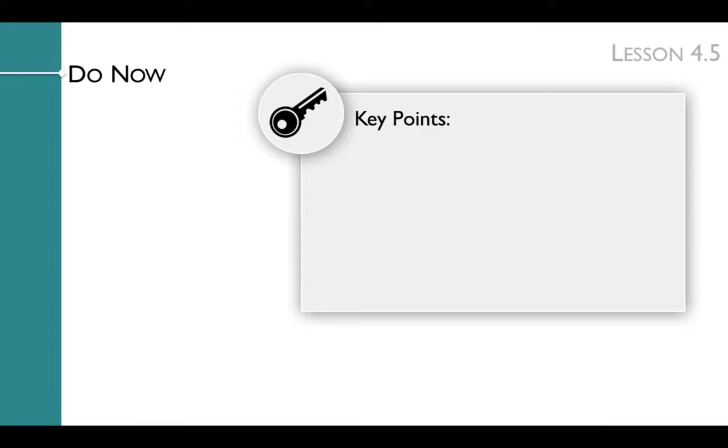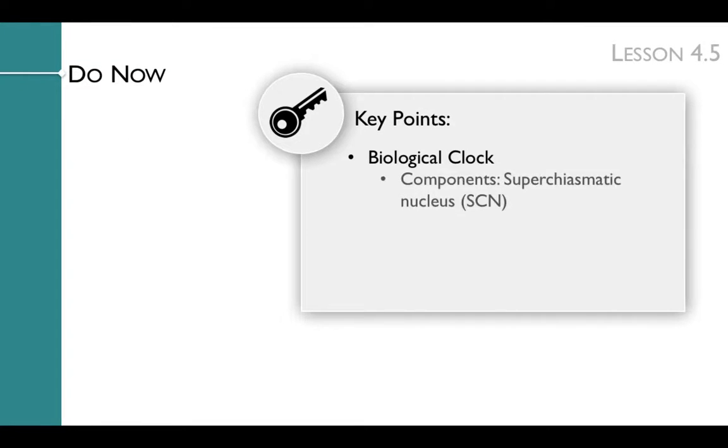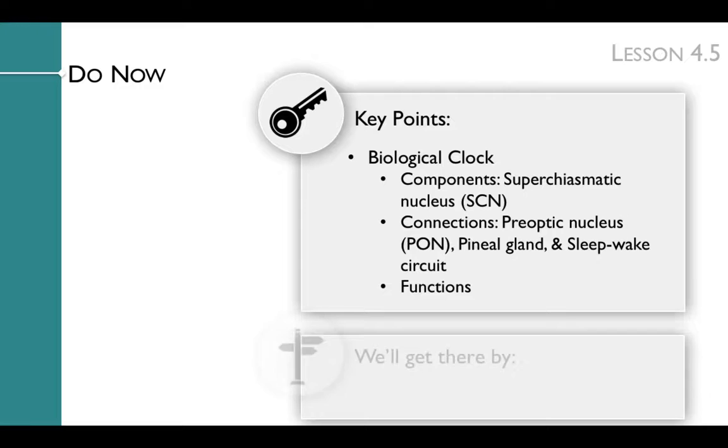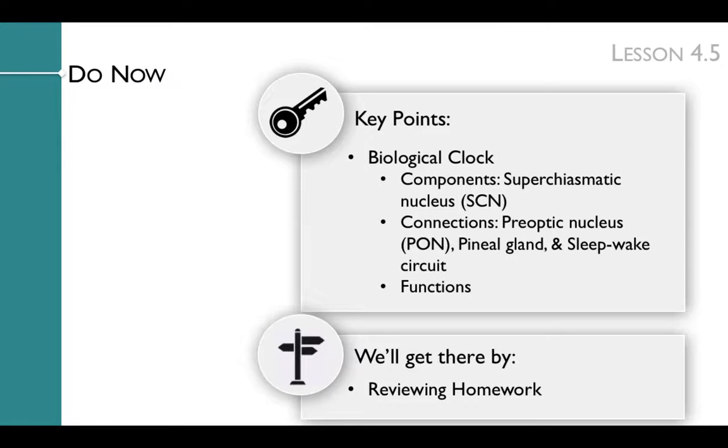The key points of the lesson's Do Now are the biological clock, its components, primarily the suprachiasmatic nucleus or SCN, and its connections to the preoptic nucleus, the pineal gland, and the sleep-wake circuit, as well as its functions. We'll get to this key point by reviewing the homework.